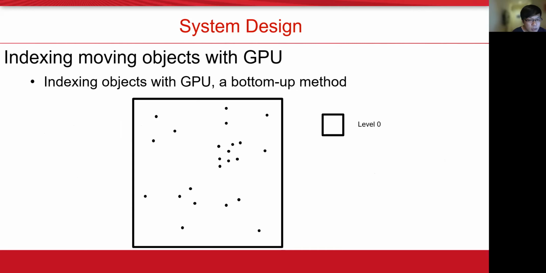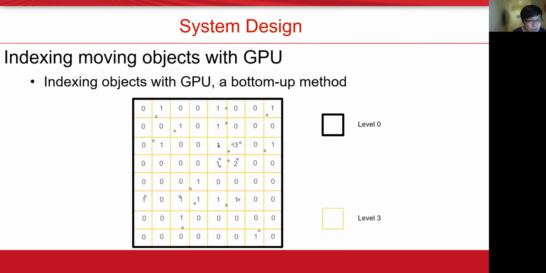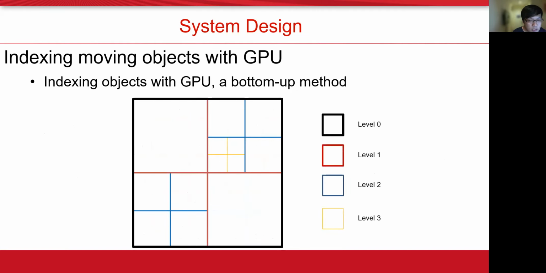A typical bottom-up method used to index objects with quadtree on GPU can be implemented in two steps. First, we can generate a partitioning schema level by level in a bottom-up manner. Second, we can index all the points according to the partitioning schema just generated. One obvious disadvantage of this method is that it needs additional effort to generate the partitioning schema.